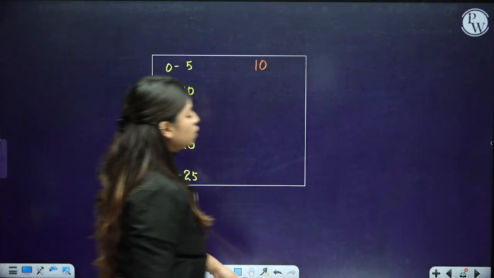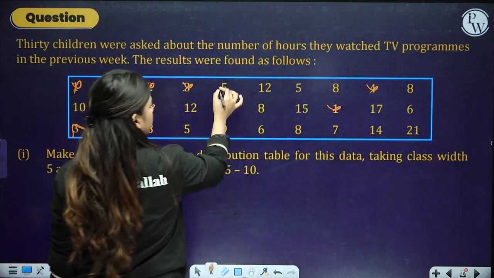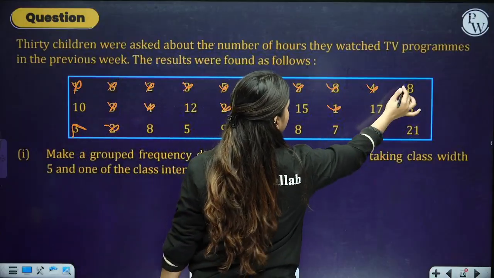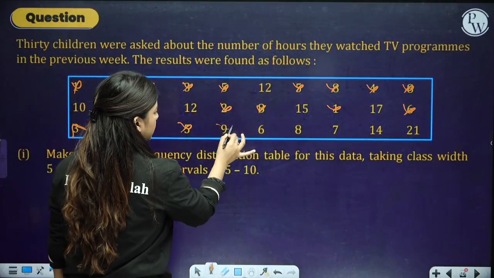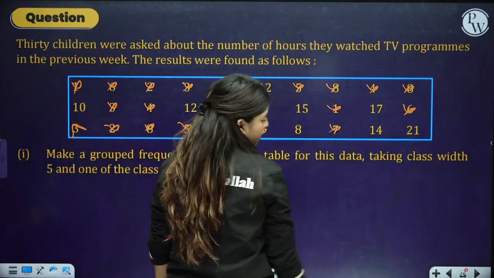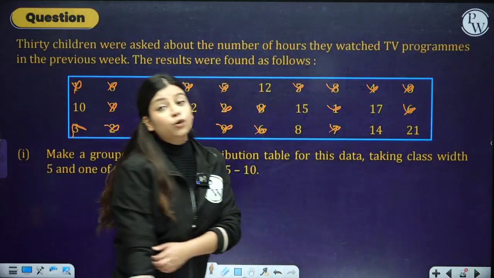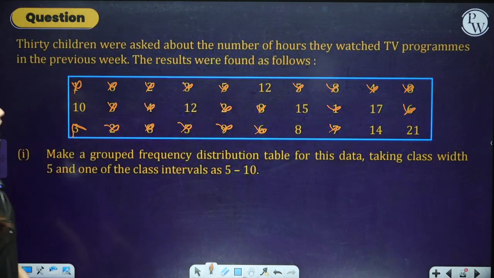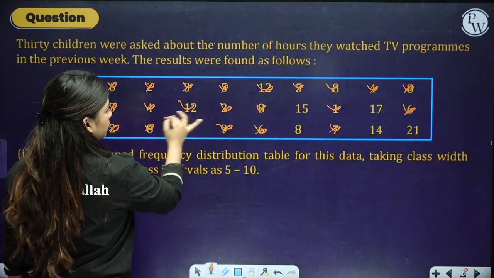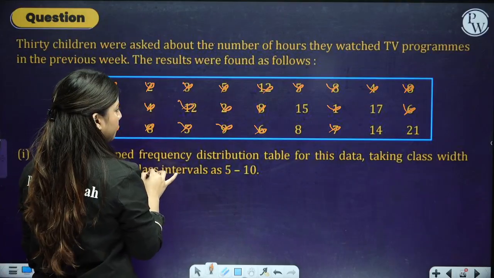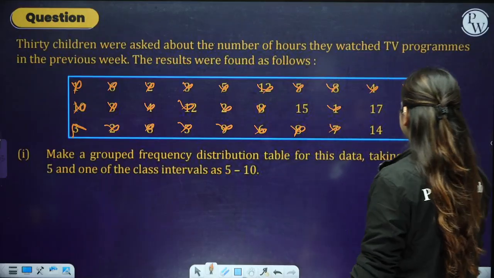Next we are talking about 5 to 10 hours. In 5 to 10, 6 is included, then 2, 3, 4, 5, 6, 7, 8, 9, 10, 11, 12. So how many are between 5 to 10 hours? 12. How many are between 10 to 15? When we talk about 10 to 15, there are 1, 2, 3, 4.